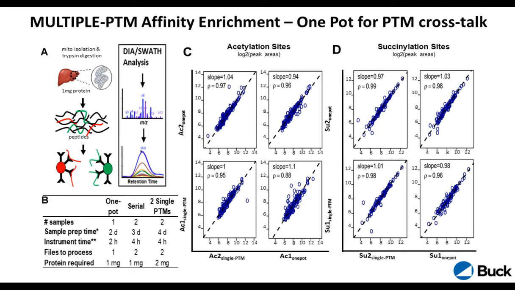But we had to assess, well, is the efficiency the same? Is it giving us the same amount of sites? Is it giving us the same quality of data when we quantify? And so we actually assessed this here a little bit. In these correlation slides, you could see, if we do a one-pot enrichment, is that the same quality versus if we do just a single individual enrichment?